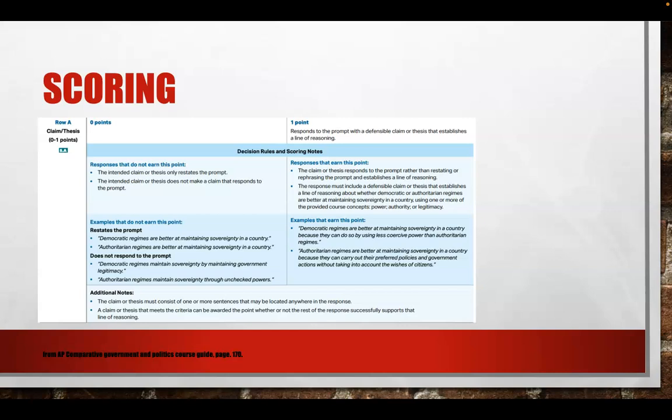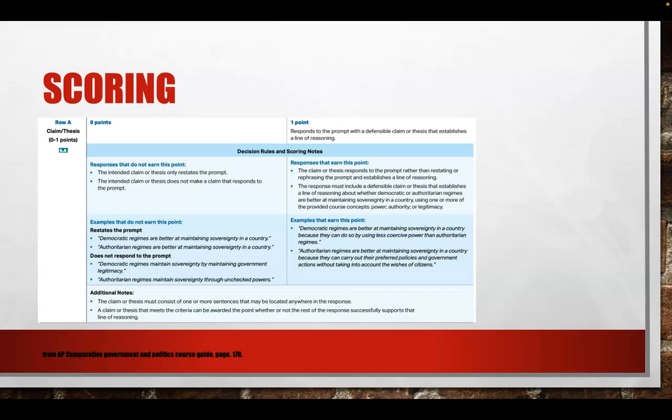Again, you can see right here, if you have no points, this is what you would do. If you have 1 point, you go here. You need to make a claim. You need to have a thesis. Something does something because of reasons X, Y, and Z. State what you're going to do. You have examples here. You need to do those. You shouldn't just restate the prompt, as you can see right through there. You need to make an argument, and you need to justify that argument.